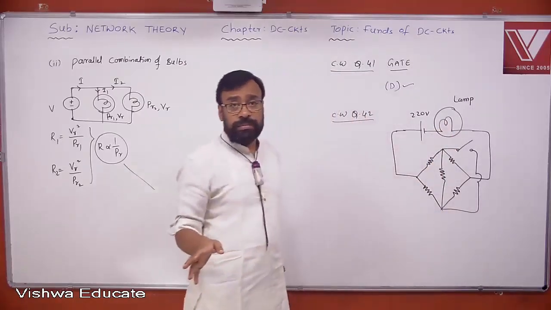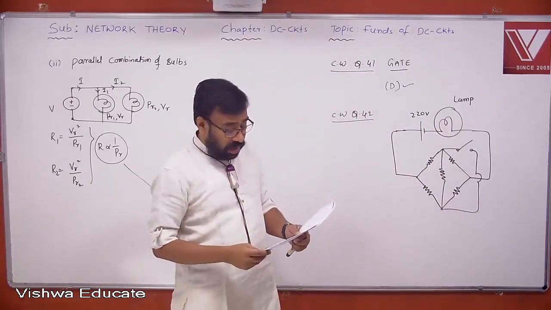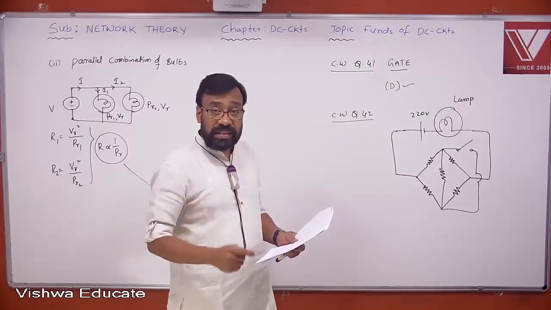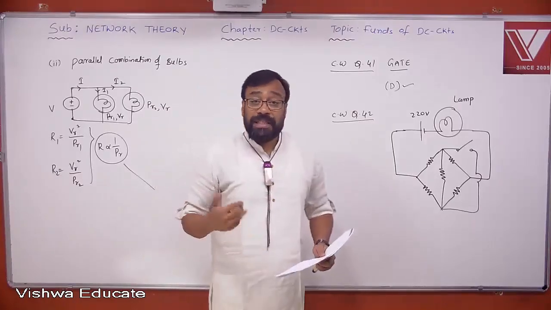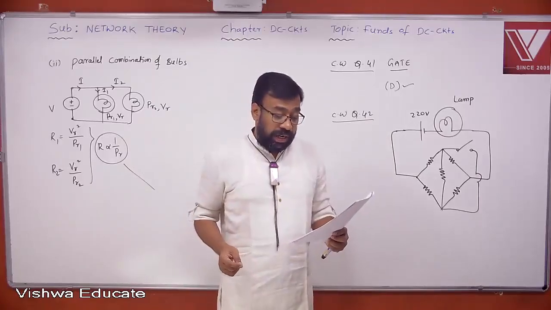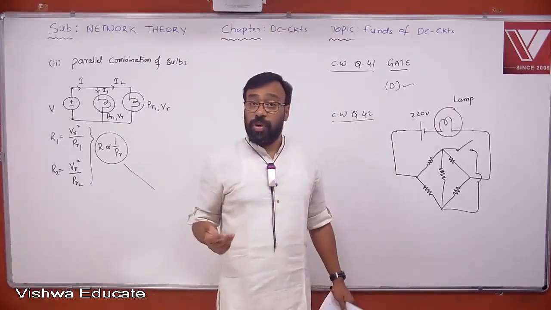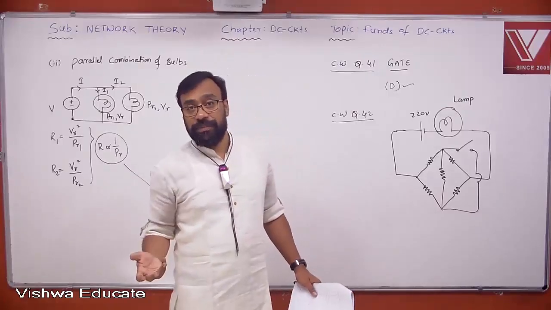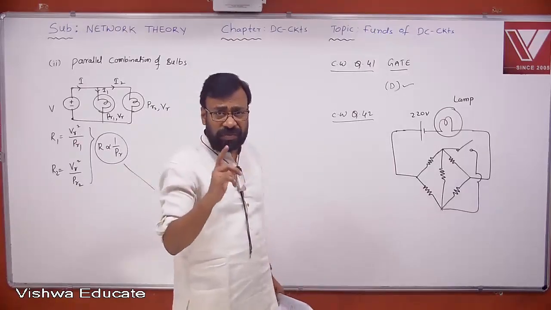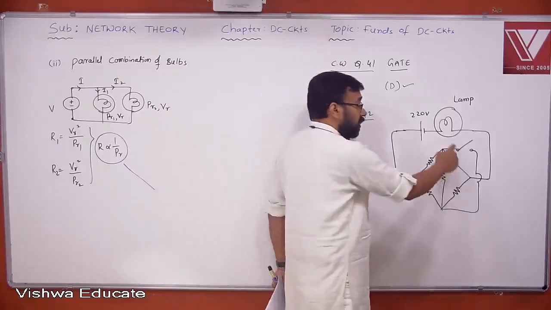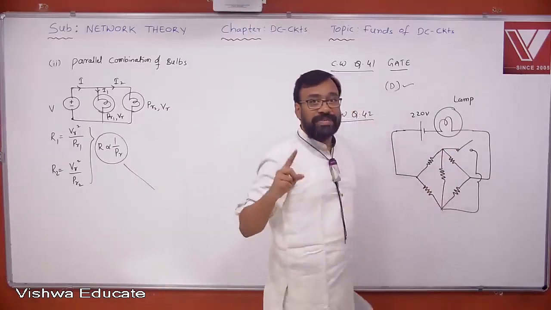So what are the four options given? Option A increases, option B decreases, option C remains the same, option D depends on the R value. What is the option here? Remains the same. What is the reason for the option C that we are choosing here? Because the given one is a balanced Wheatstone bridge.